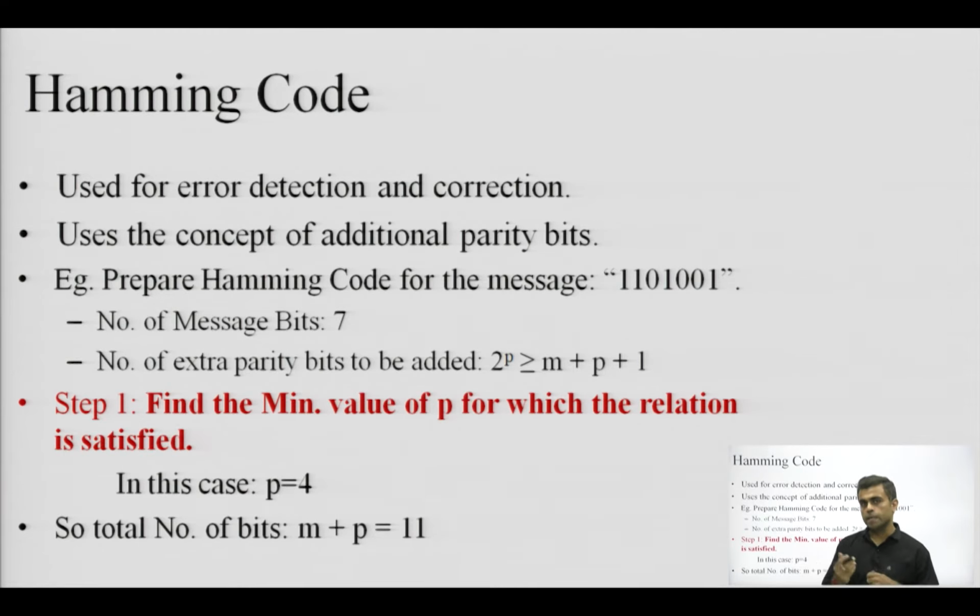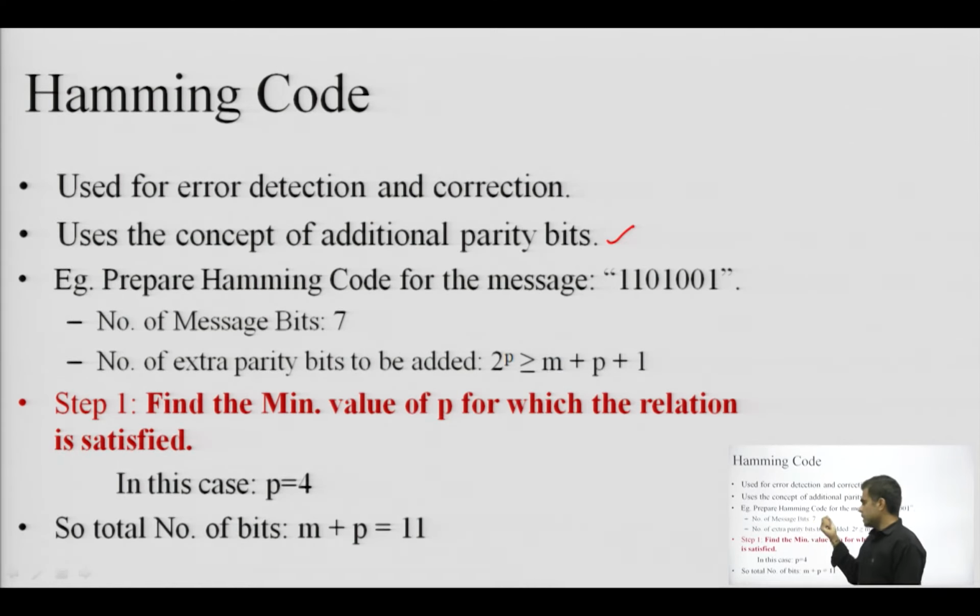It will impart some additional information in my message, so that if errors are there, they might be corrected at the receiver end. Okay. So, it uses the concept of additional parity bits. That means, there will be some extra parity bits that will be added to the original message.